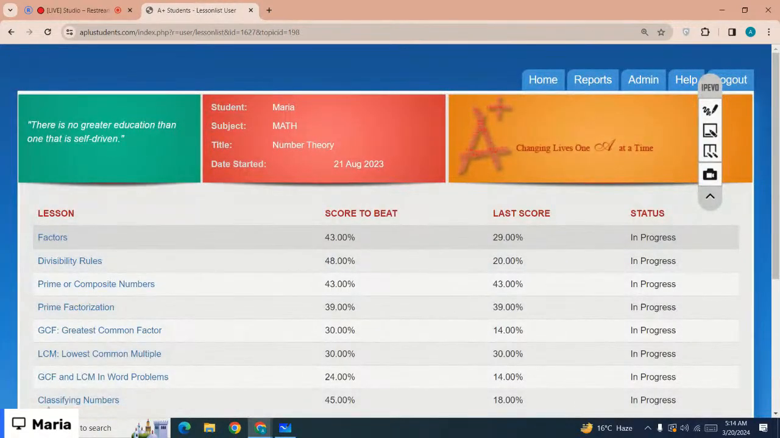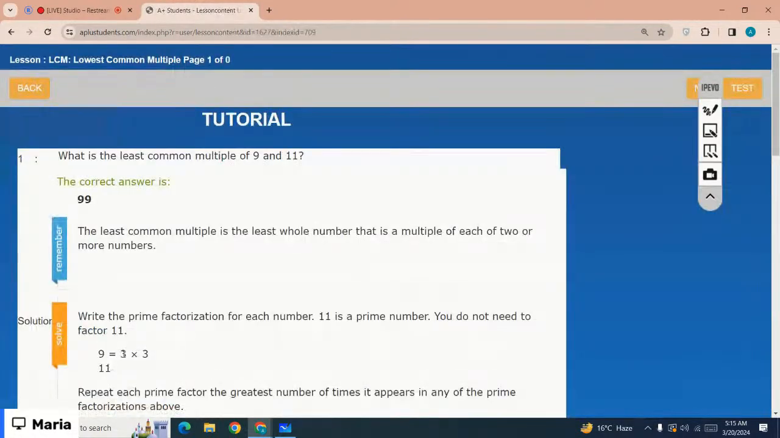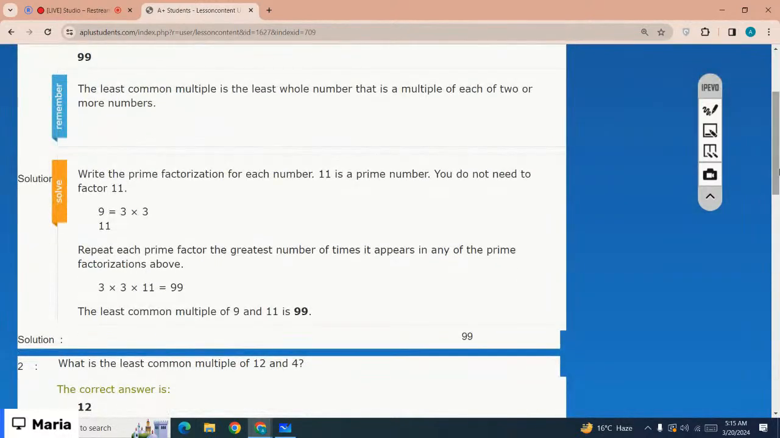The next lesson is the lowest common multiple, the least common multiple. What is the least common multiple of 9 and 11? You have to make the prime factors of 9 and 11. The prime factors of 9 are 3 times 3 and the prime factors of 11 are 11 times 1. You have to repeat each prime factor the greatest number of times it appears in any of the prime factorizations, so you do 3 times 11. That is 99. The least common multiple of 11 and 9 is 99.